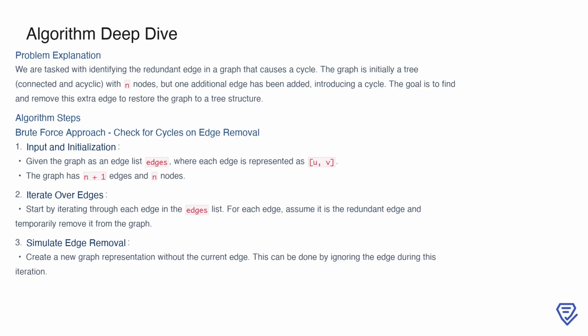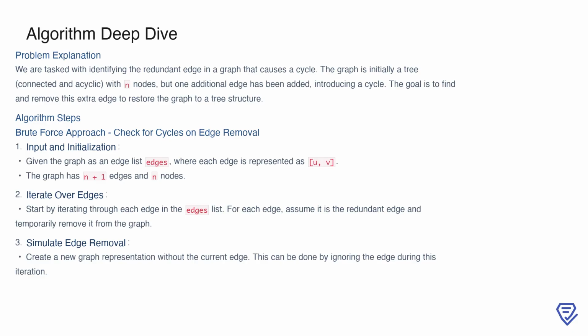In this problem, we need to find the redundant edge in a graph that causes a cycle. Initially, the graph is a tree, which means it's connected and acyclic, but one additional edge has been added, creating a cycle. Our goal is to identify and remove this extra edge so that the graph is restored to a tree structure. One way to solve this is through a brute force approach.